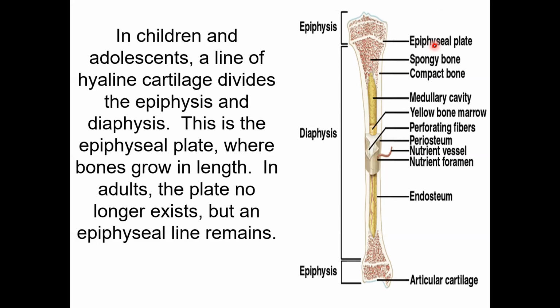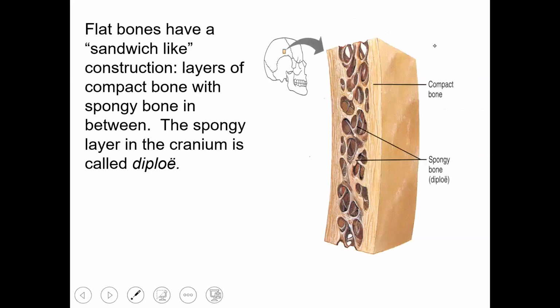You ever got an X-ray when you were a teenager and they're like, "You're done growing"? That's what they were looking at. They're like, "You're still growing." That's what they were looking at as well, to see if that growth plate had sealed. Now, flat bones have a different sort of structure. You have compact bone, spongy bone, compact bone. Crunchy on the outside, chewy on the inside.